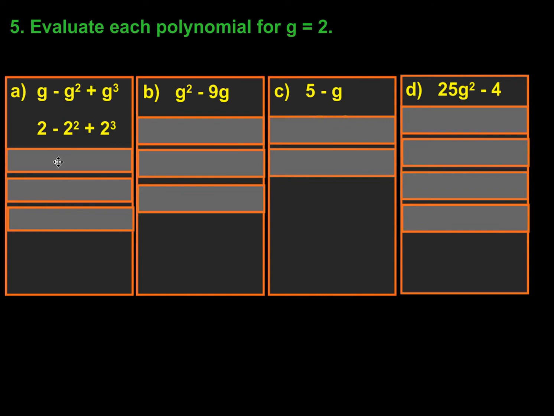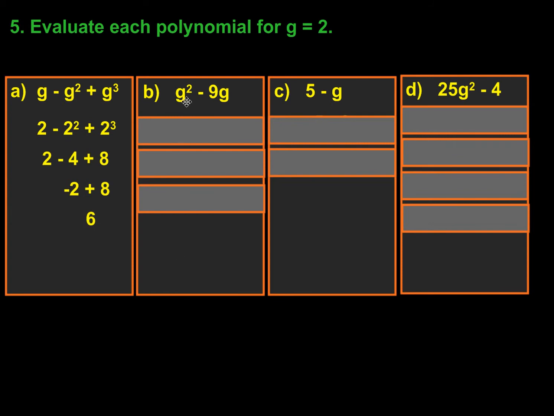Moving in order of operations, we solve out for the exponents first. So we'll bring the 2 down. 2 to the second power is 4. 2 to the third power is 8. And then we move left to right, adding and subtracting as it occurs. So we get 2 minus 4 is negative 2, plus 8 equals 6.